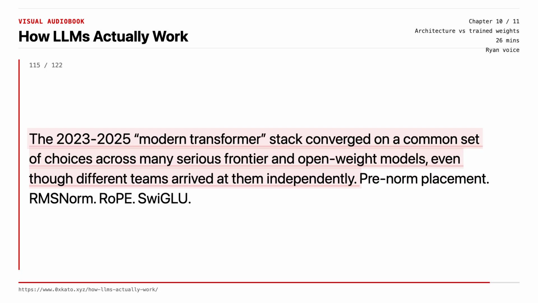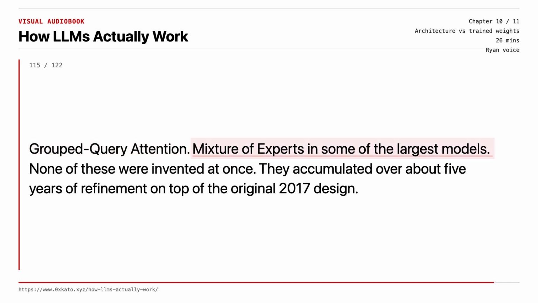The 2023-2025 modern transformer stack converged on a common set of choices across many serious frontier and open-weight models, even though different teams arrived at them independently. Pre-norm placement, RMSNorm, RoPE, SwiGLU, grouped query attention, mixture of experts in some of the largest models. None of these were invented at once. They accumulated over about 5 years of refinement on top of the original 2017 design.